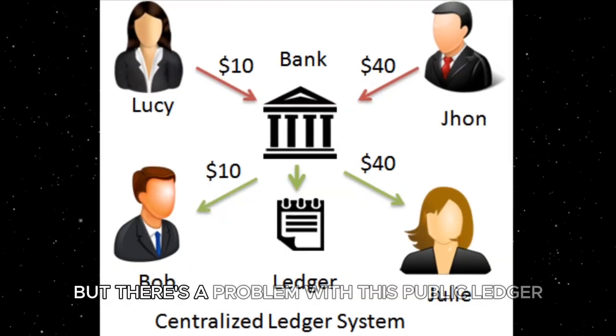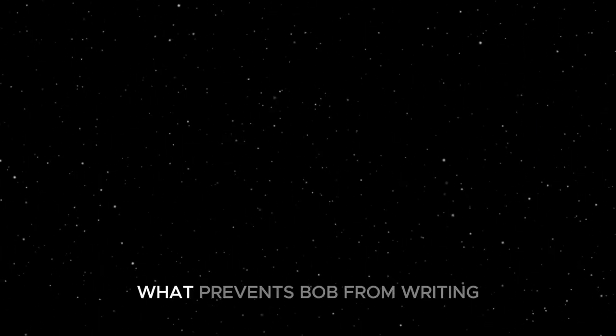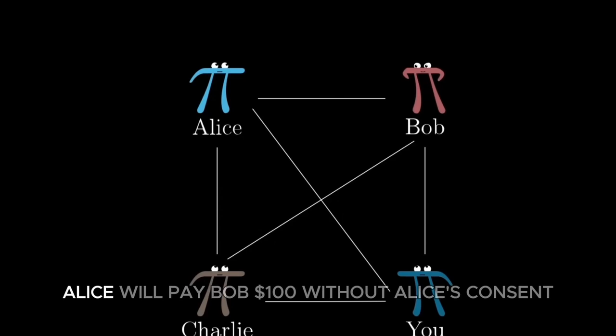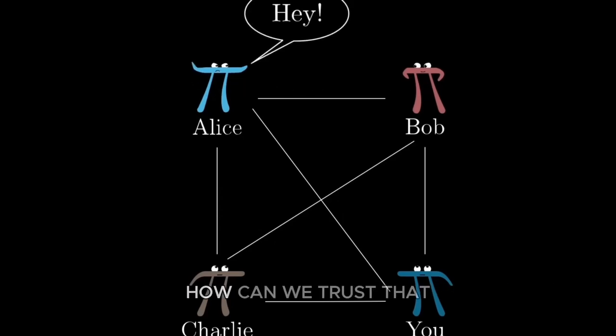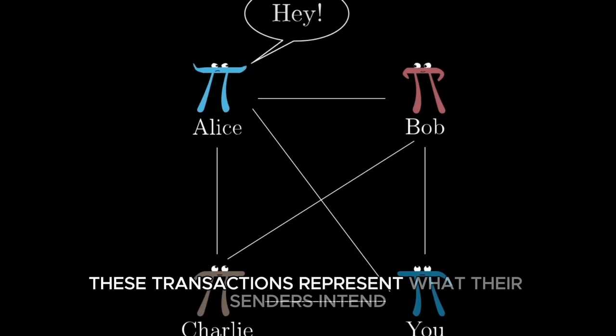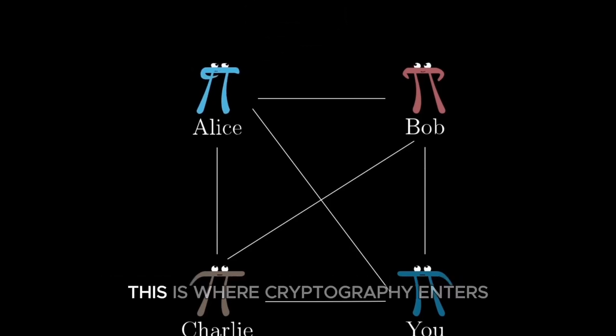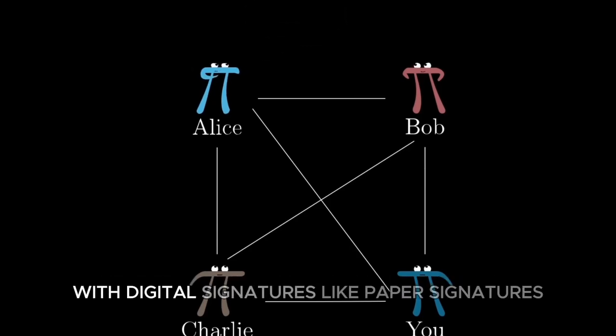The trust problem and digital signatures. But there's a problem with this public ledger. Since anyone can add lines, what prevents Bob from writing, "Alice will pay Bob $100" without Alice's consent? How can we trust that these transactions represent what their senders intend? This is where cryptography enters with digital signatures.